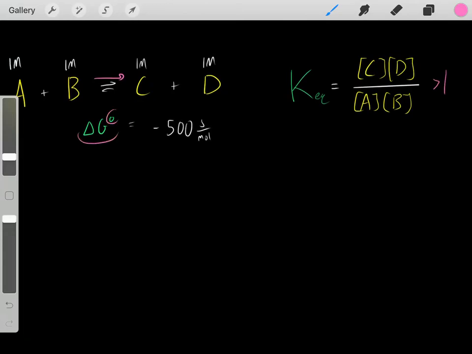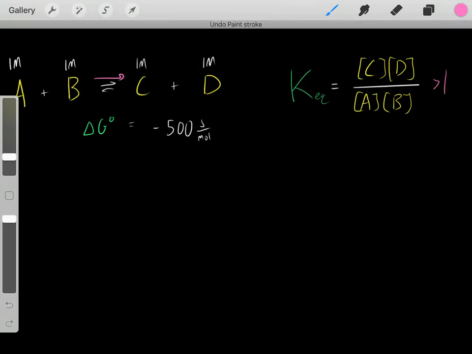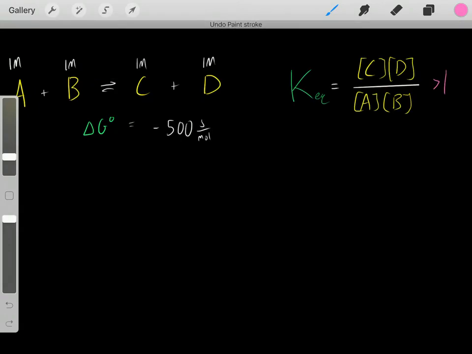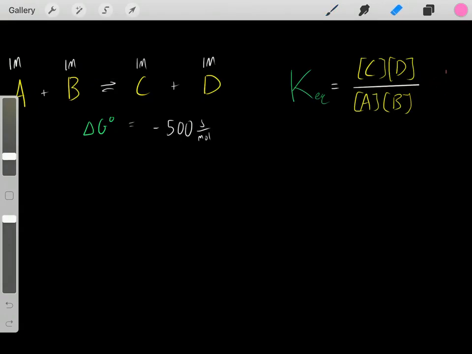Whenever we have a negative standard state delta G, that means the reaction releases free energy going in this direction, so it wants to form more products. So therefore, at equilibrium, it'll have more products relative to reactants, so its equilibrium constant will be greater than 1. However, let's say we had a different situation.